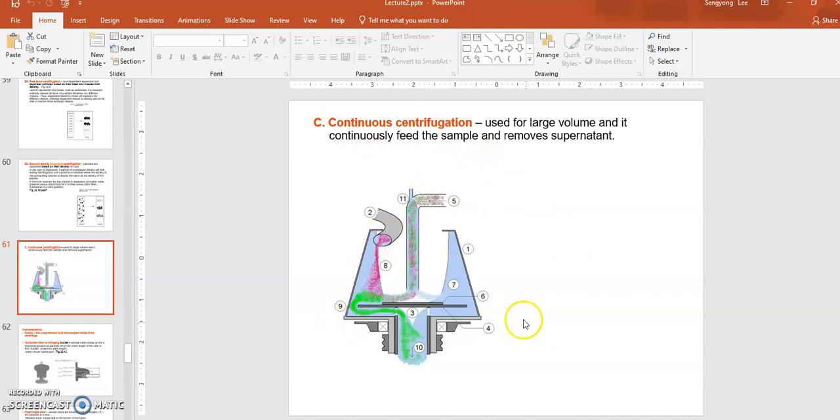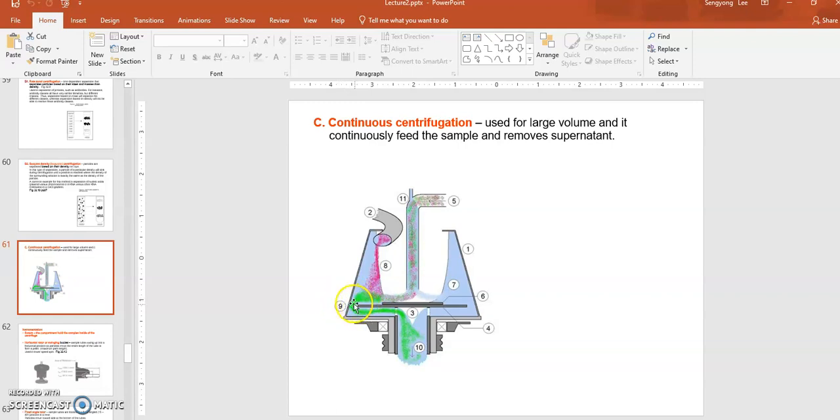The design will allow continuous sample loading. Your sample will come in while the centrifugation is taking place. There's a rotor spinning, and your sample will be introduced here. Number 5, your sample is coming in, the mixture of whatever things. As soon as they are subjected to centrifugal force, the separation will take place. Heavy, large stuff will end up where the pellet will be sitting.